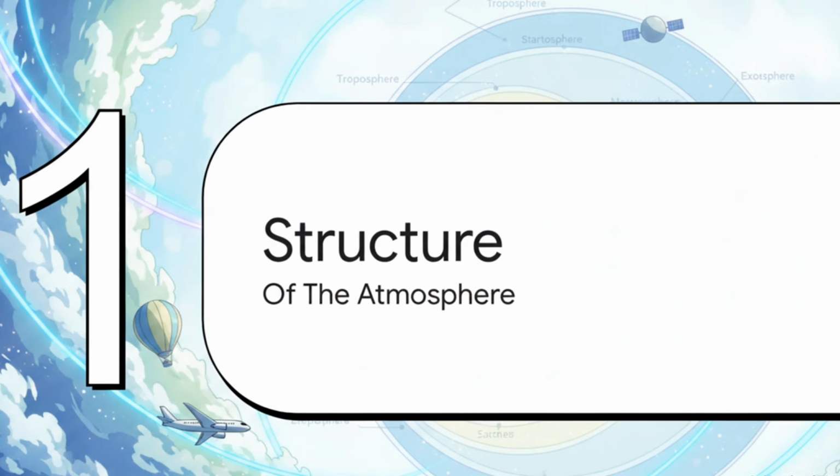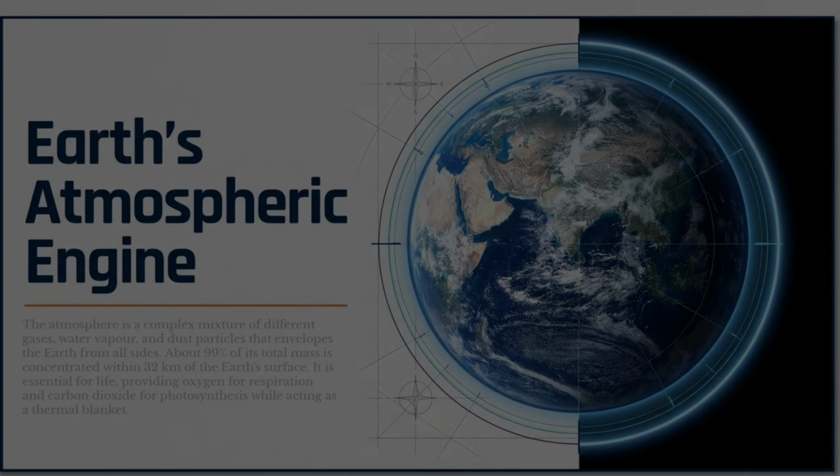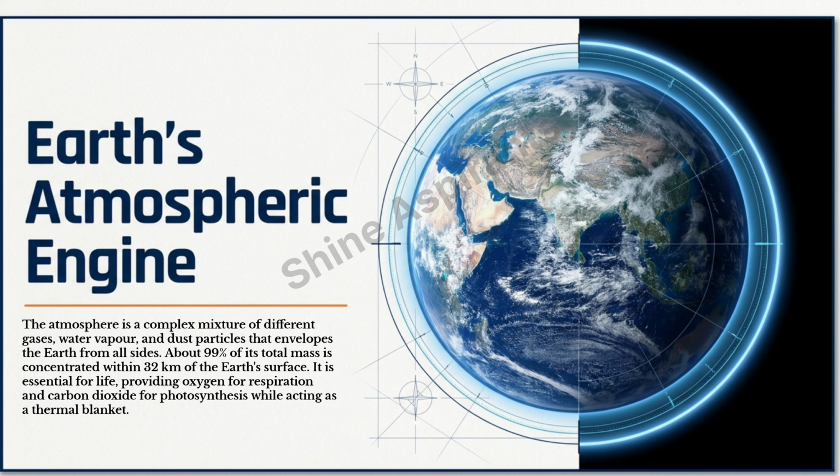Section 1. Structure of the atmosphere. The atmosphere is a complex mixture of different gases, water vapor, and dust particles that envelopes the Earth from all sides. About 99% of its total mass is concentrated within just 32 kilometers of Earth's surface. It is essential for life, providing oxygen for respiration and carbon dioxide for photosynthesis, while also acting as a thermal blanket that keeps Earth warm enough for life to exist.